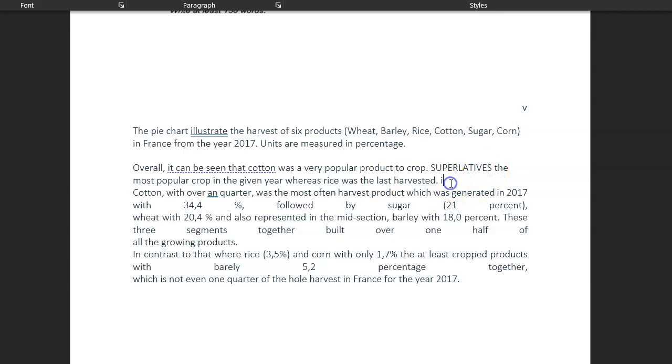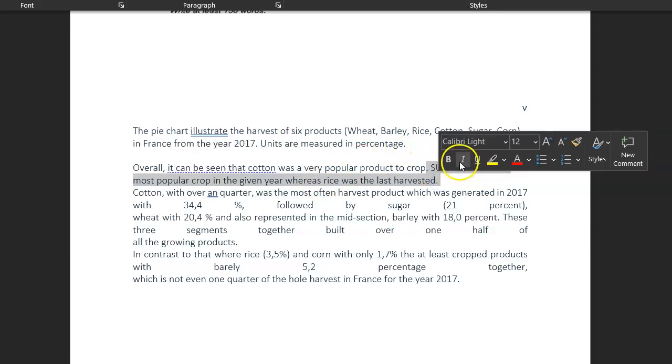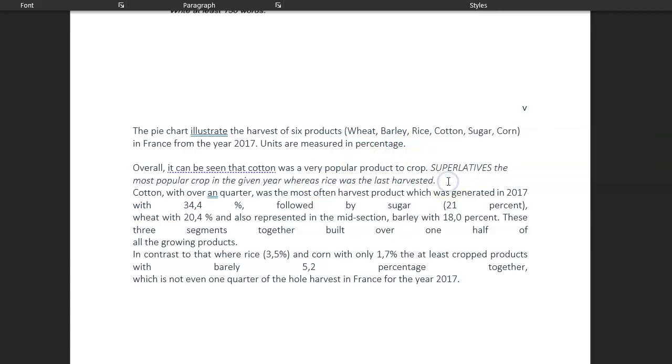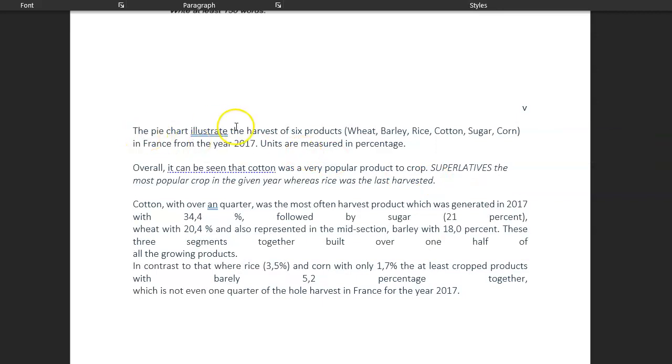Okay, so what I've done here in that little sentence is get 2 superlatives, so the most popular and the least, and that lovely connecting word whereas. So these task ones are a little bit like a jigsaw, like a puzzle, and you have to kind of make sure you put in the right words. So one sentence here, one overall sentence, and then your 2 paragraphs.